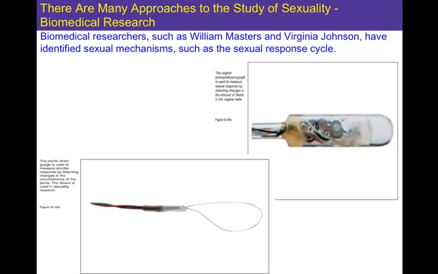Masters and Johnson studied healthy men and women, but they also studied those who suffered from a variety of sexual problems, and they developed techniques for helping such people improve their sexual lives. And these techniques were described in their 1970 book, Human Sexual Inadequacy.